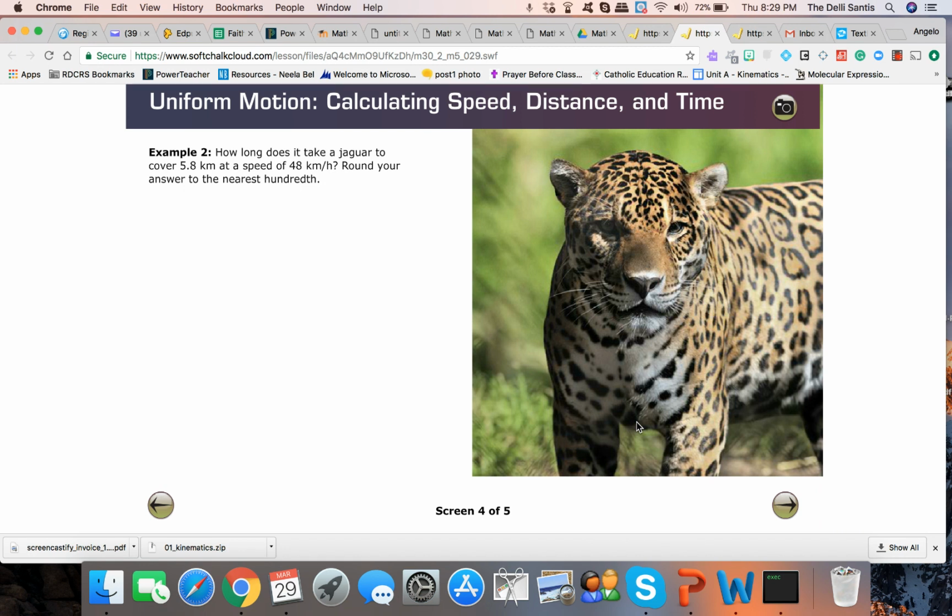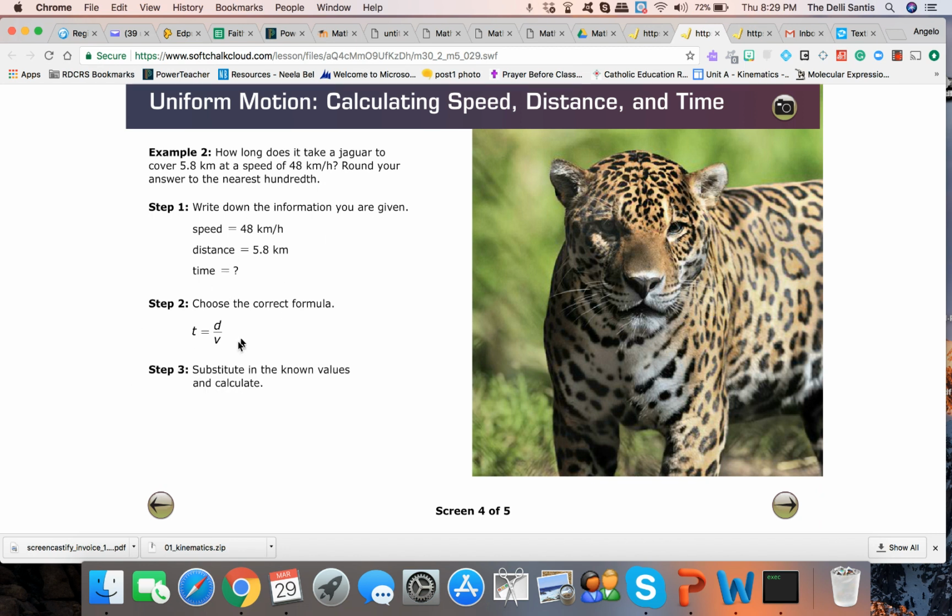Example 2. How long does it take a Jaguar to cover 5.8 kilometers at a speed of 48 kilometers per hour? That's quite fast, by the way. Round your answer to the nearest hundredth. Write down what you know. Step 2. Choose the correct formula, T equals D over V. Then substitute the value of D, 5.8 kilometers, and the velocity, or speed in this case, 48 kilometers per hour, and you get approximately 0.12 hours.